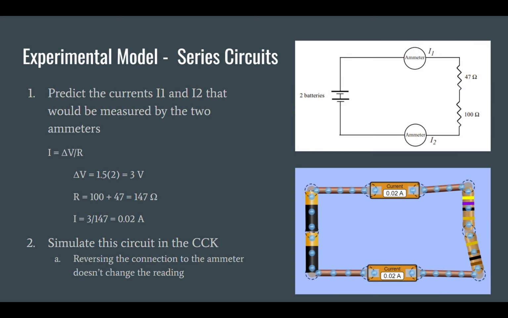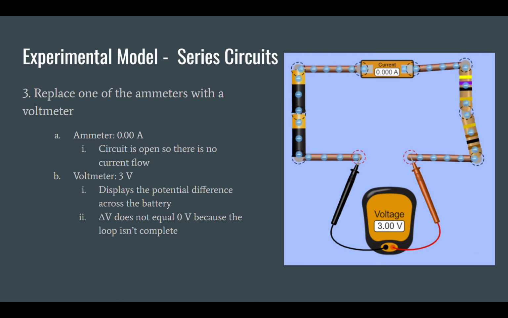So the first step in our experimental model, working with series circuits, was to predict the current at different locations in this circuit that would be measured by the two ammeters. And so we could find what this value should be theoretically, which is 0.02, and then using the simulation we found that the reading actually ended up showing 0.02 as well. So those two matched. Also discovered that reversing the connection to the ammeter didn't change the reading either.